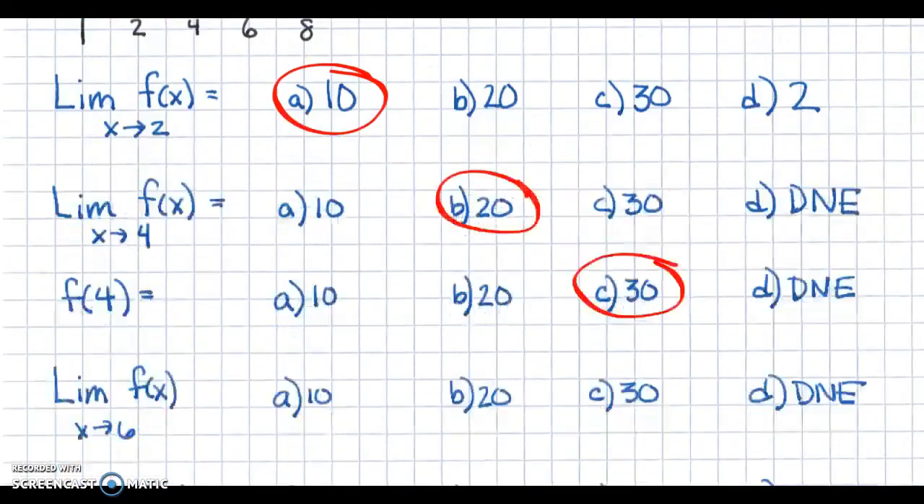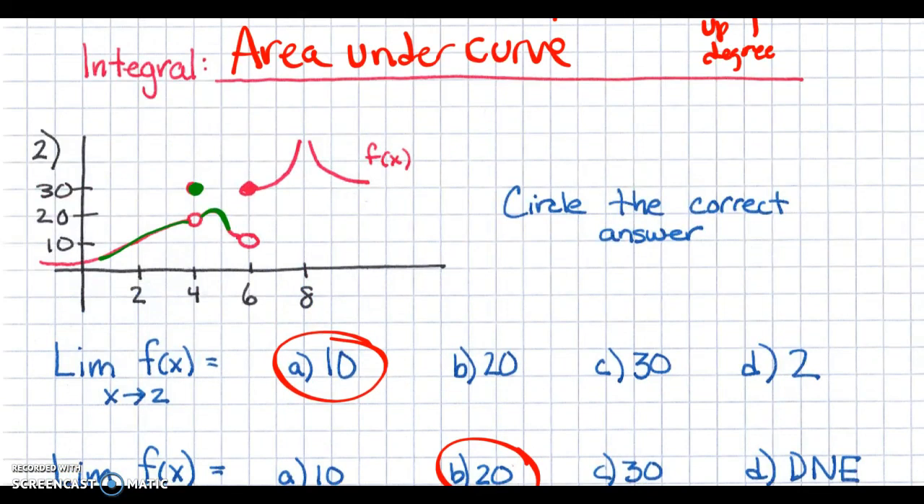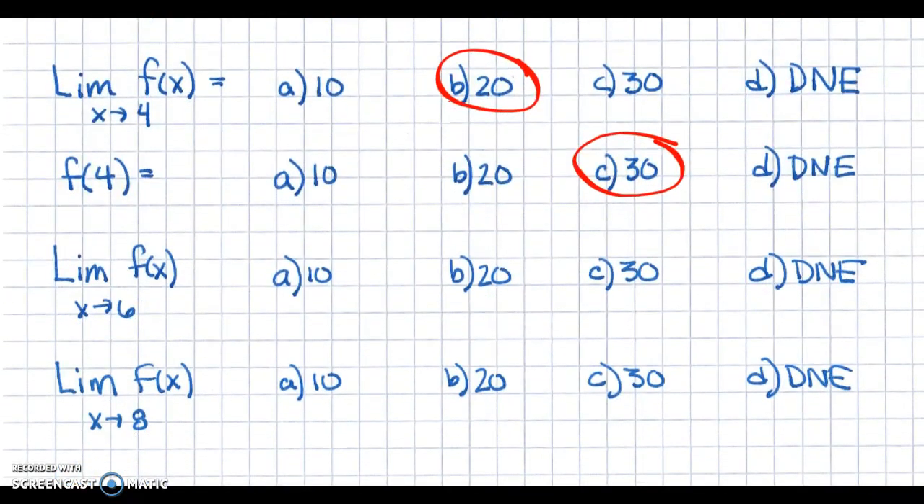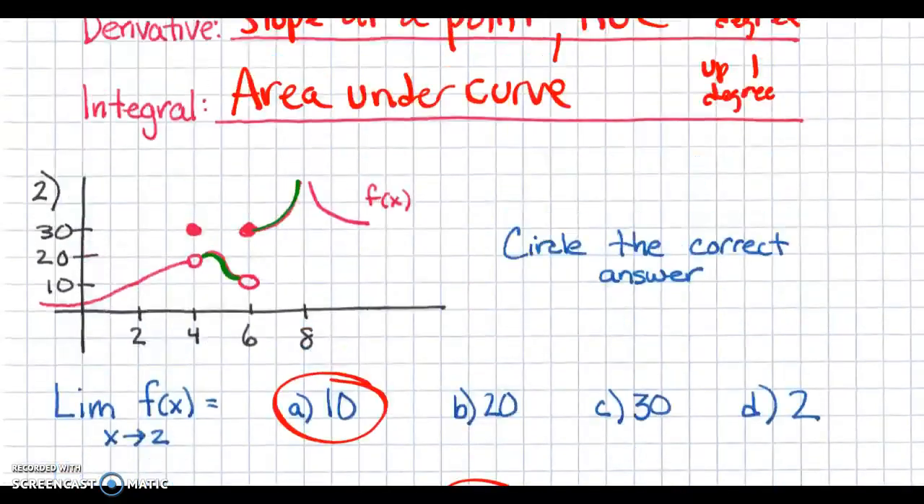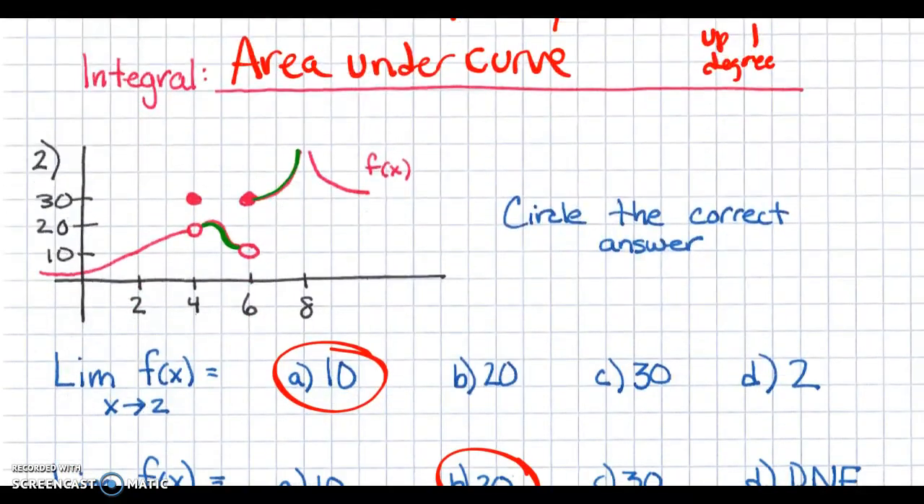The limit as x approaches 6. Okay, let's erase those. As we approach 6 from the left side, we head to a height of 10. As we approach 6 from the right side, we head to a height of 30. They do not approach the same height. So the limit as x approaches 6, the limit does not exist. And the last is the limit as x approaches 8.